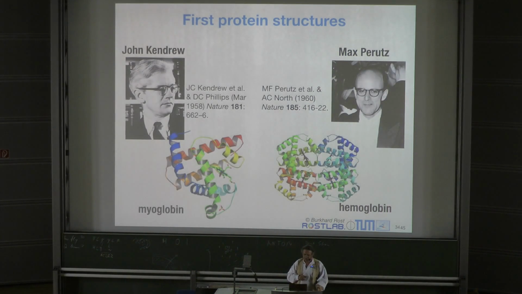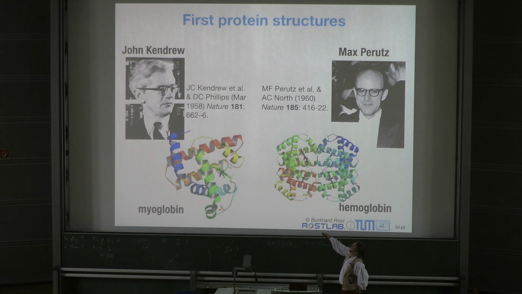Again, I said that the first protein structures were determined in the 60s. John Kendrew got a Nobel Prize on myoglobin and hemoglobin. Max Perutz got a Nobel Prize. And they looked like this. Those were the first protein structures. And actually for a long time, the only ones.